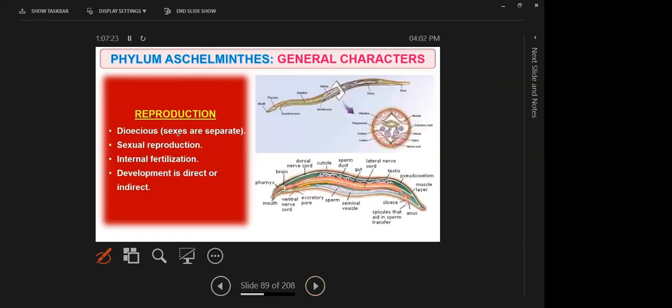They are dioecious. What do you mean by dioecious? Having separate sexes, sexual dimorphism. So in which of the following is sexual dimorphism shown? Sexual dimorphism means the male is smaller and has the coiled tail end, whereas the female is longer. So that's called sexual dimorphism. Development is either direct or indirect.